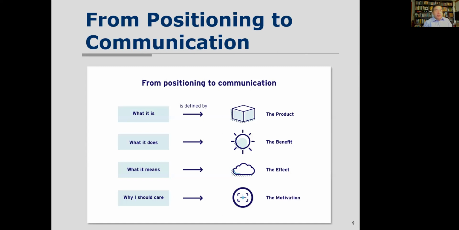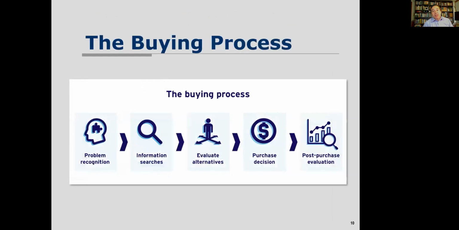Now you position the product and you make a strategy or decision on where you want to position the product in the mind of the customer, as we described, not on the basketball court, but in the mind of the customer. So we need to communicate that positioning in a comprehensive way along a number of dimensions. So we want to define the product, what it is, what is the benefit, and what it means, what is the effect on the customer, and why should the customer be motivated to purchase that product. And the buying process is a very key aspect of marketing communication.